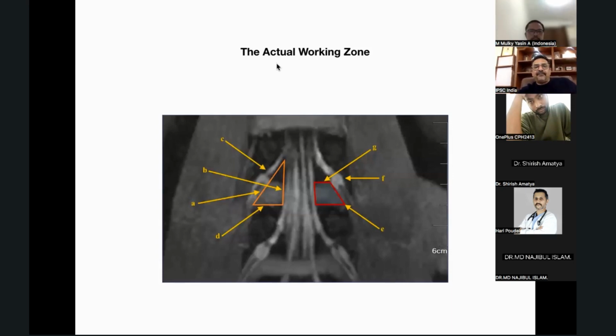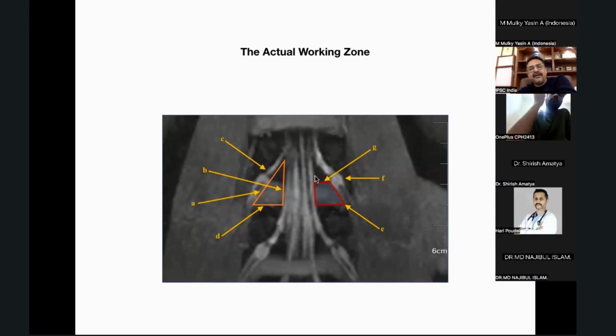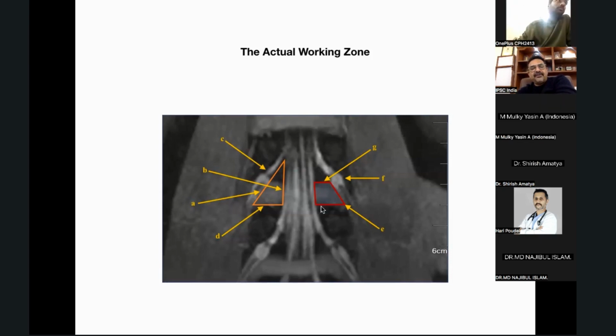This we can see on the actual working zone. We can see it on the coronal sections. You can see that's an exiting route over here. That is the exiting route over here. This is the circular part over here between the exiting route and the dura. This is the lower part of Kambin's triangle over here, and this is the route over here.